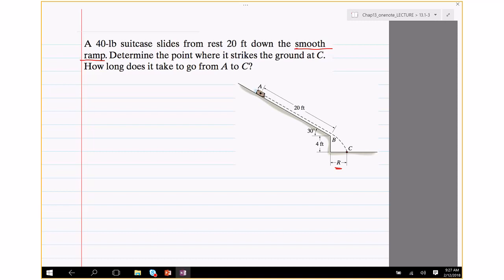Okay, so in this particular problem, it's actually a mixture of something new, which is F equals ma from A to B, but from B to C is something which we've done in the past. We've studied motion of a projectile, and that's what we'll apply from B to C.